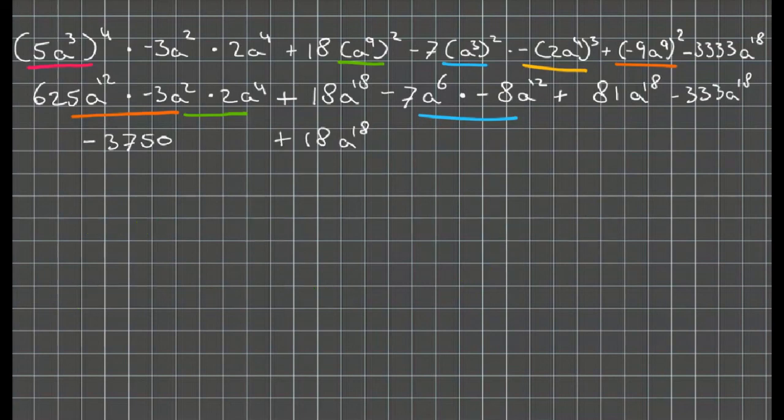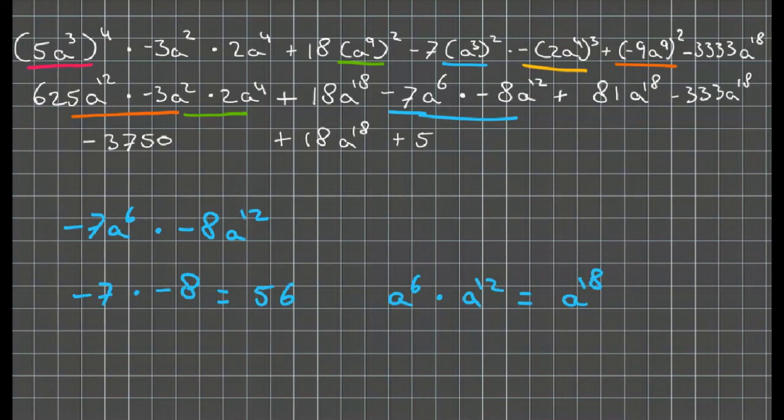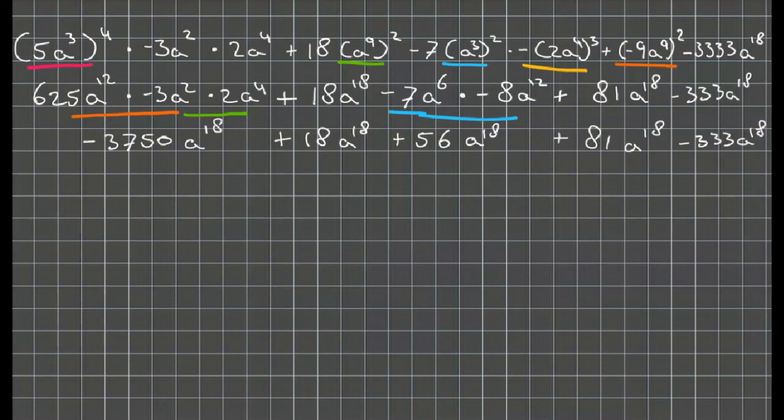3,750. And then I have the last multiplication, which is minus 7, remember the minus, times minus 8a^12, because this minus belongs to this 7a raised to the power 6. It gives me plus 56a^18. Because this is a positive number, I have to add it. Okay, then I got rid of all the multiplications. I just have to do subtraction and addition from left to right.